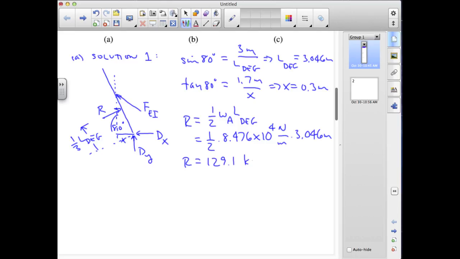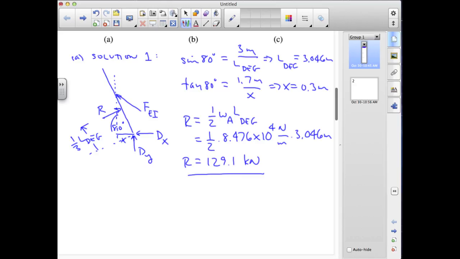129.1 kilonewtons. So just make a note that that's a different force than the force P we calculated in the previous example. In that case, the value of P was 127.1 kilonewtons, and it's because of the different length over which that line load was acting.